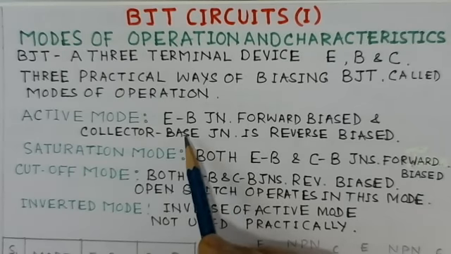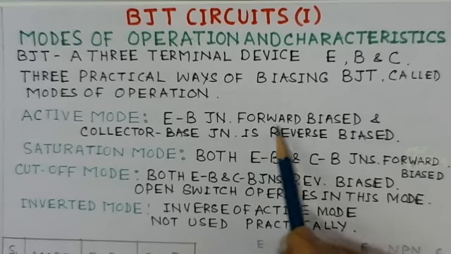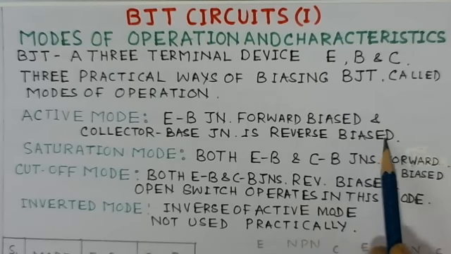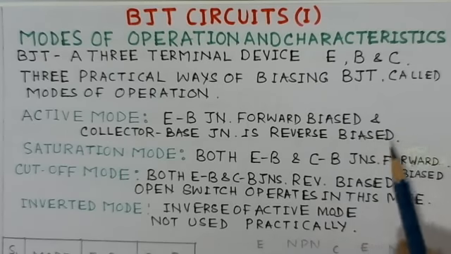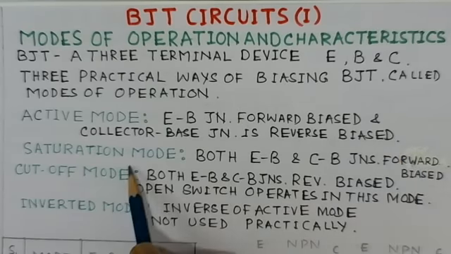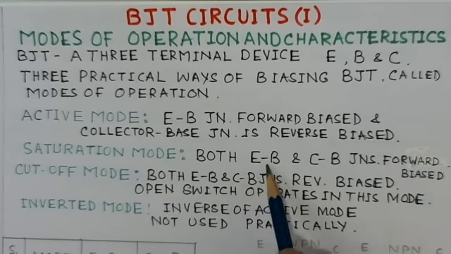Active mode is the mode where the emitter base junction is forward biased and the collector base junction is reverse biased. And this is one of the very important modes of operation when the transistor or BJT is being used for amplifier applications. The other mode is the saturation mode, where both emitter base and collector base junctions are forward biased. This is the mode which points to applications in switching applications of a transistor.